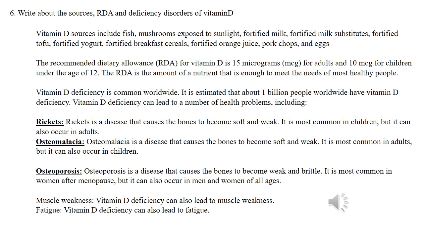Osteoporosis. Osteoporosis is a disease that causes the bones to become weak and brittle. It is most common in women after menopause, but it can also occur in men and women of all ages. Muscle weakness: vitamin D deficiency can also lead to muscle weakness. Fatigue: vitamin D deficiency can also lead to fatigue.